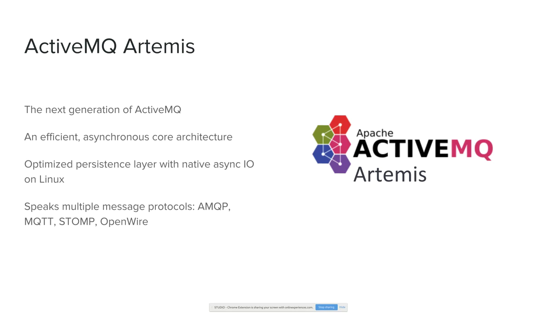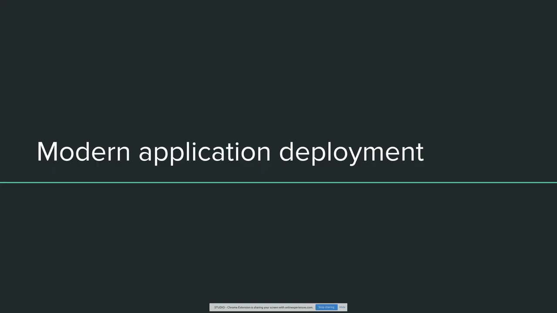It has a fast persistence layer, and it can optionally use native async IO on Linux for an extra bit of performance. And then like ActiveMQ Classic before it, it speaks a lot of standard message protocols: AMQP, MQTT, Stomp, and OpenWire, which is the protocol that ActiveMQ Classic uses.